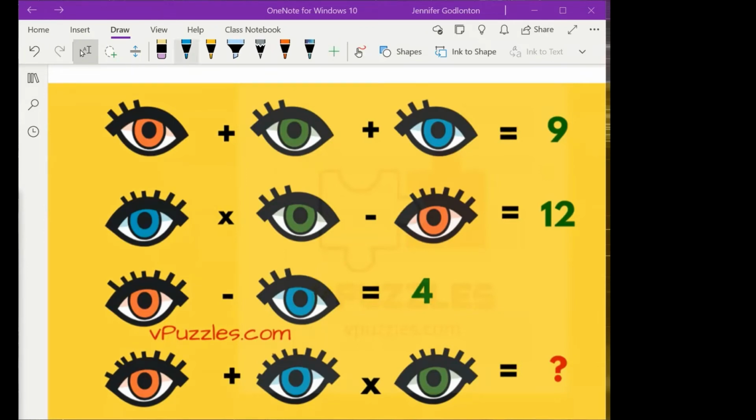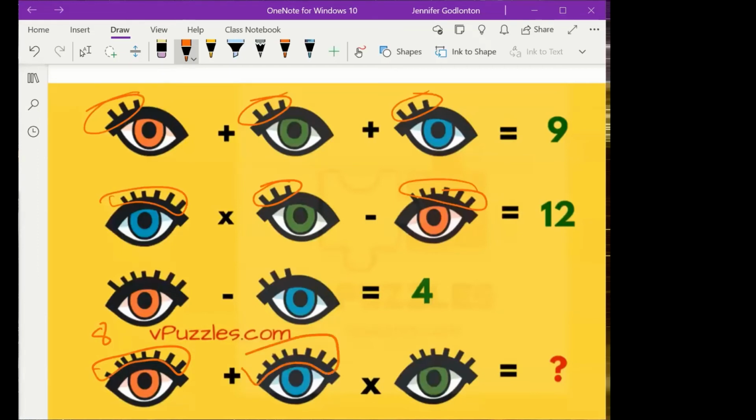It's just lashes, guys. So it's 3 plus 3 plus 3. The eye color didn't matter at all. And then it was 6 times 3, which is 18, minus 6, which was 12. So this was 8 plus 8 times 6, which is 56.